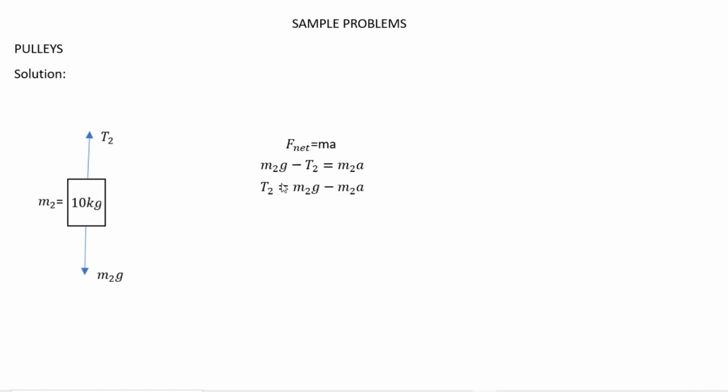So to find the tension, we have to rearrange this equation to get T sub 2 equals m2g minus m2a. So substitute all the values: 10 kilograms times 9.81 meters per second squared minus 10 kilograms times the acceleration 3.27 meters per second squared. So our tension should be equal to 65.3 newtons. So that's how you get the tension using the free body diagram.